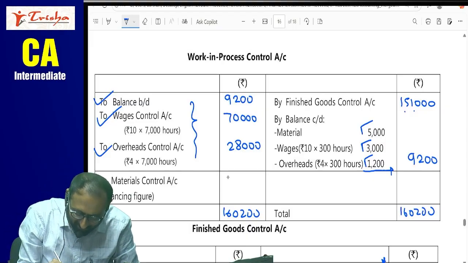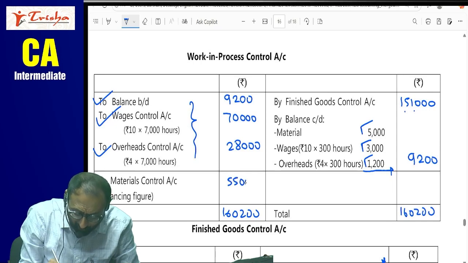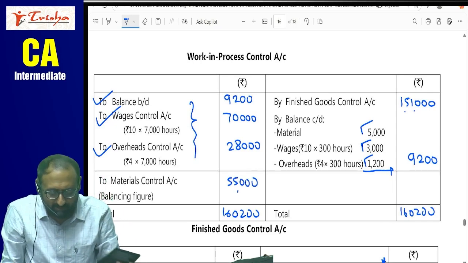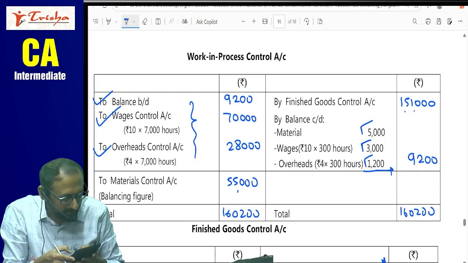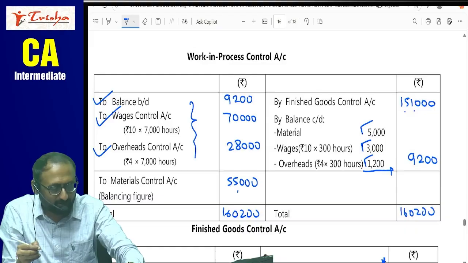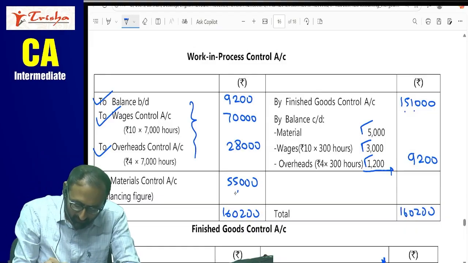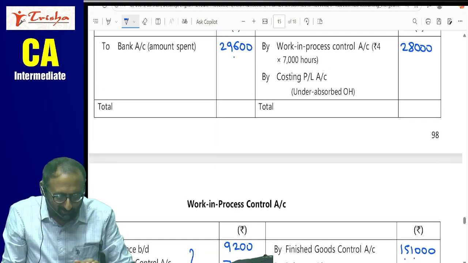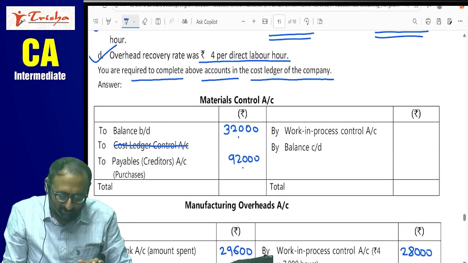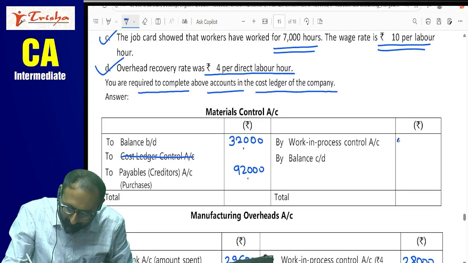Whether your answer comes to 55,000, is it correct or wrong? Everyone please check. 1,60,200 minus 9,200 minus 70,000 minus 28,000. Is your answer 53,000? So I'll go to the stores ledger control account, 53,000, material transfer.